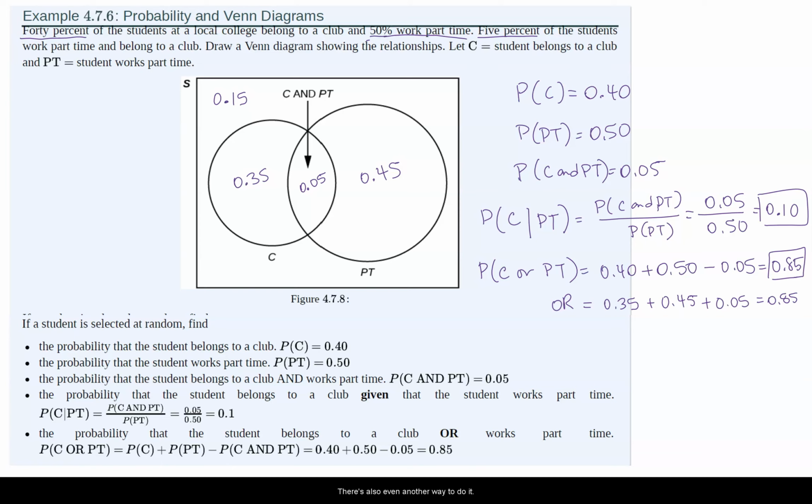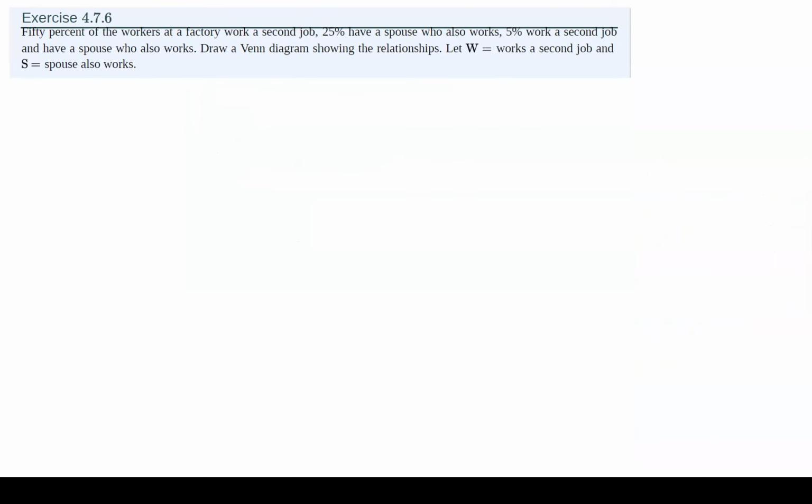There's also even another way to do it. If we talk about complements, I've got this 0.15 that are neither. And if I subtract that from 1, I also get 0.85. Lots of different ways to solve the same problem. We just need to make sure that we're using our good methods and our good thinking skills. We're not double counting. And we are taking everything into account, all of our different parts that we're being asked to find. Here's a third example of drawing a Venn diagram.